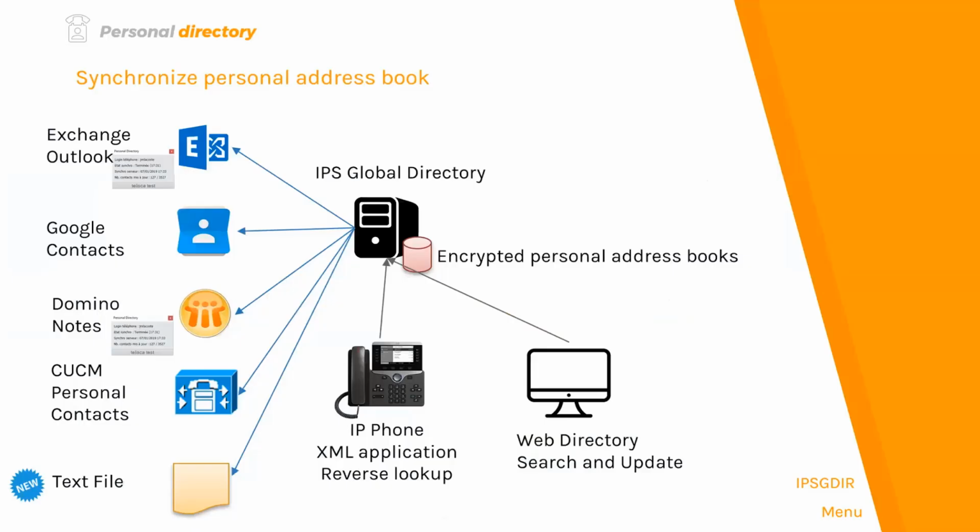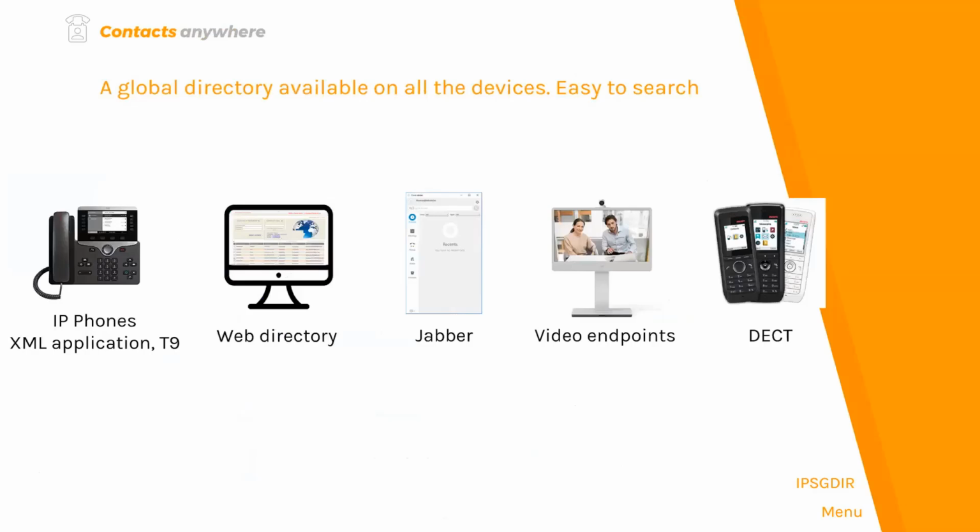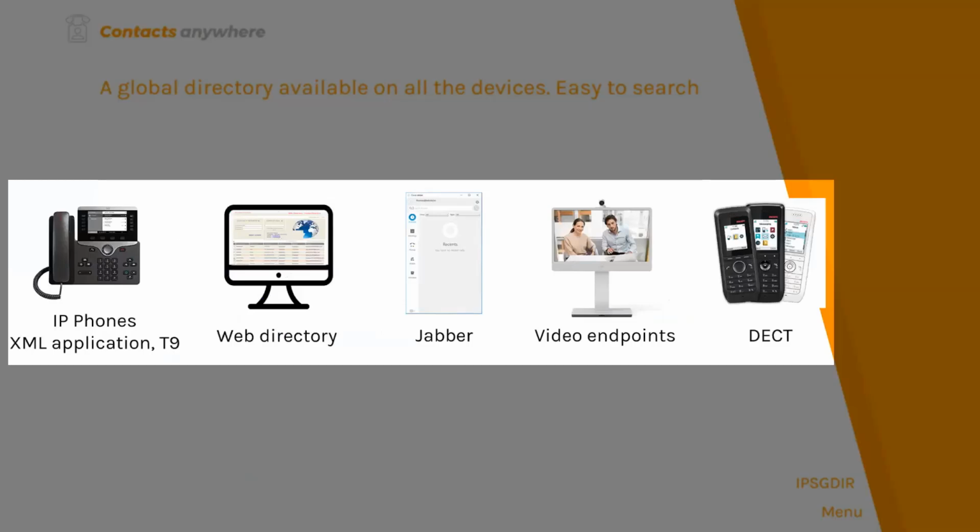And then once we have that information on the Telisca server, the user can view their personal contacts from either an IP phone or from the web directory. Each user can only see their own personal contacts, so not every user will see each individual's contacts. With our directory, you can view the Telisca directory from the following endpoints: the phones, the web directory, the Java client, video endpoints, and also text phones.